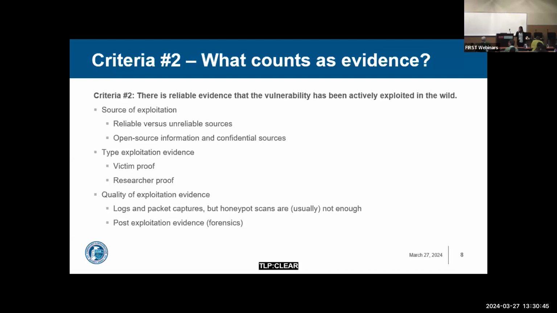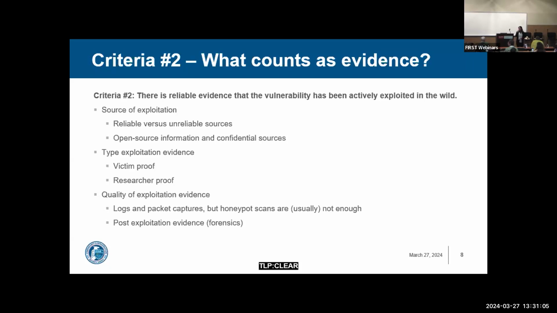The source of exploitation: I'm going to start by saying everybody here can be a source of exploitation. No, don't go exploiting things. I mean, if you have a source of evidence, you can share the evidence, not the source of exploitation. Computer Fraud and Abuse Act.